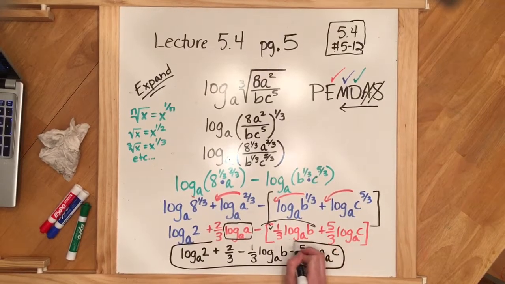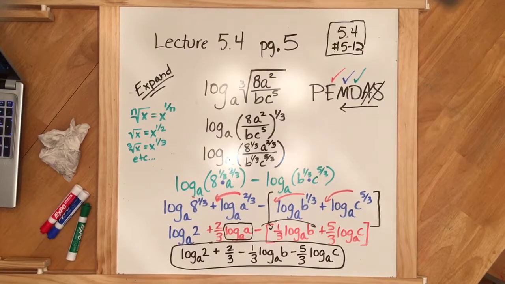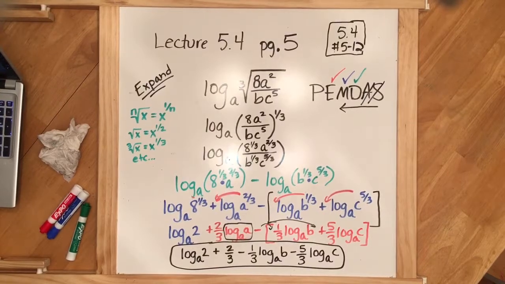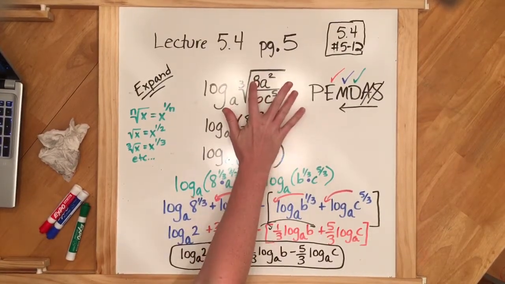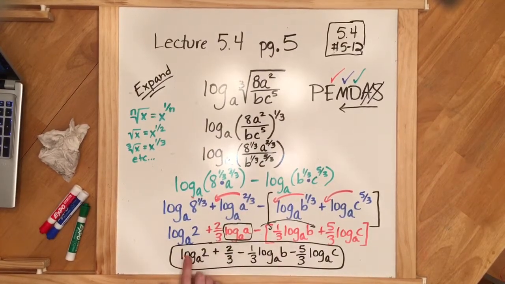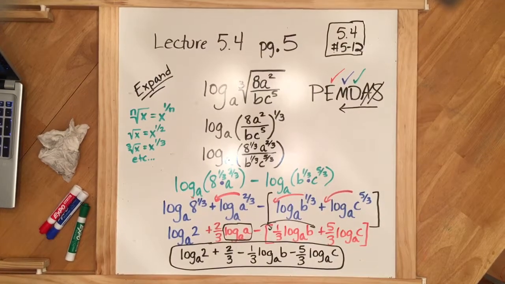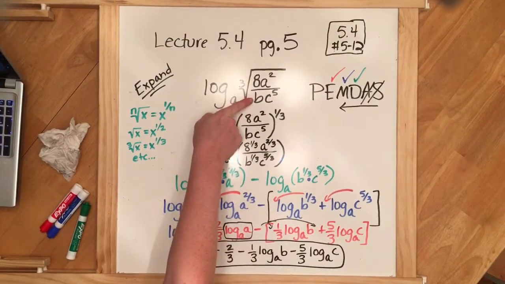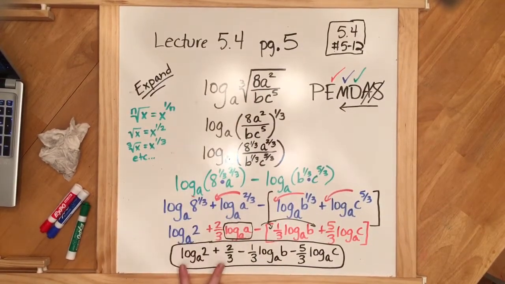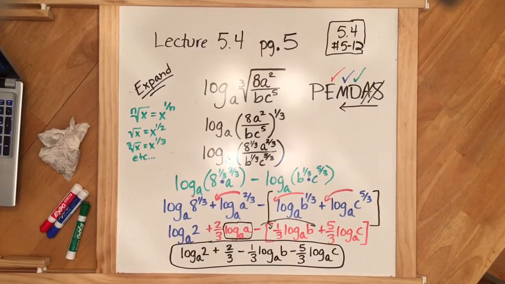And of course there's a couple things that you can check here at the end to make sure you're on the right track. And that's, of course, in the beginning we had 4 bases. We had 8, a, b, and c, so it makes sense that we have 4 terms here at the end. So 1, 2, 3, 4. And the other thing to check is that anything in the denominator should have a negative in front of it, and anything in the numerator should be positive. Okay, so that's another quick check to make sure you are on the right track.